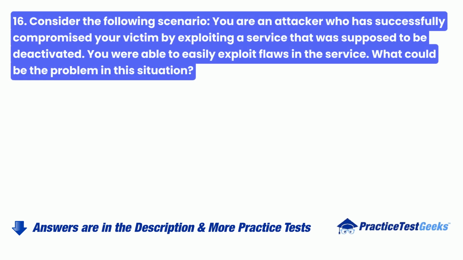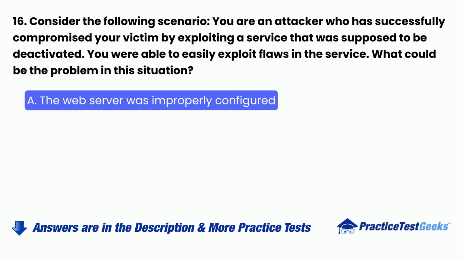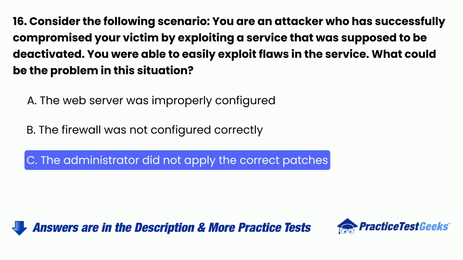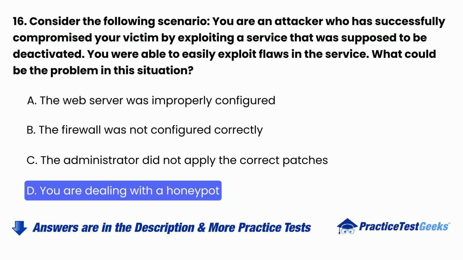16. Consider the following scenario. You are an attacker who has successfully compromised your victim by exploiting a service that was supposed to be deactivated. You were able to easily exploit flaws in the service. What could be the problem in this situation? A. The web server was improperly configured. B. The firewall was not configured correctly. C. The administrator did not apply the correct patches. D. You are dealing with a honeypot.